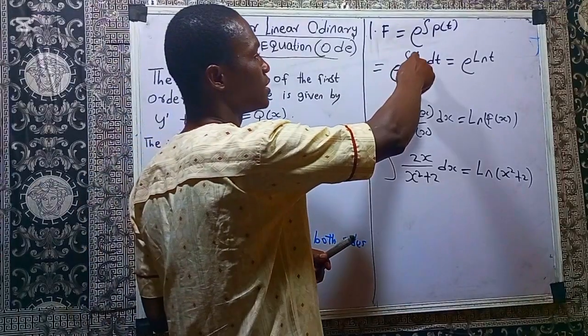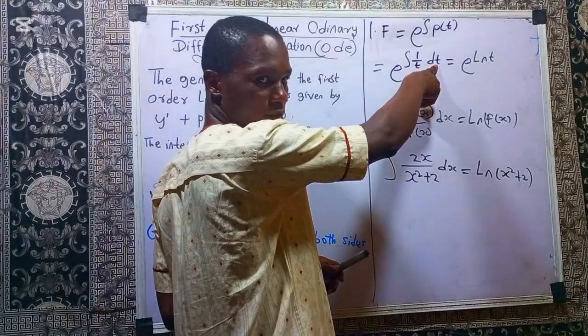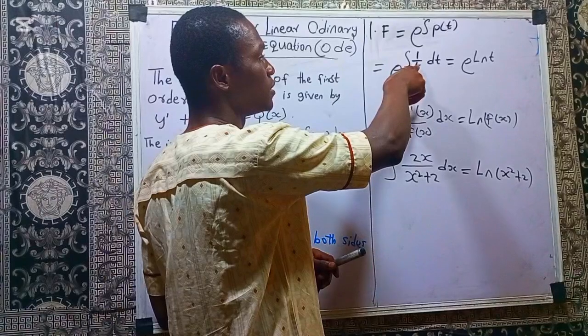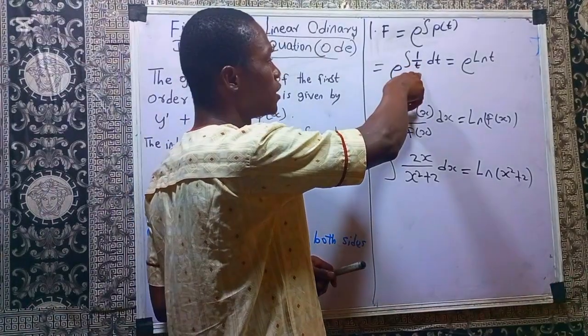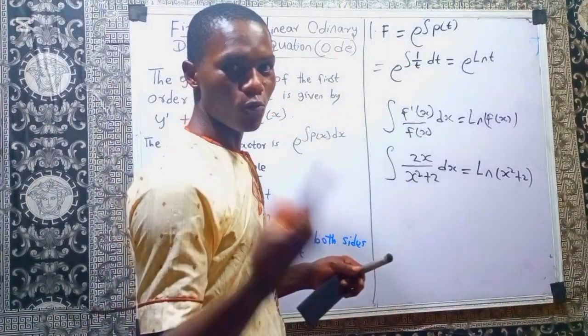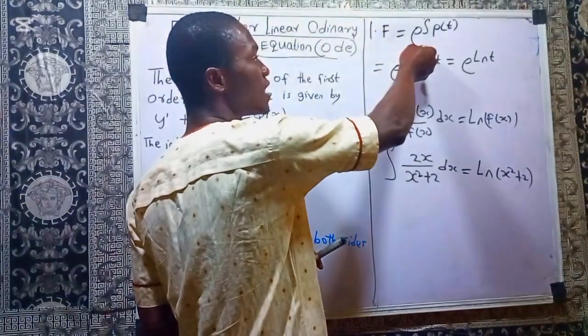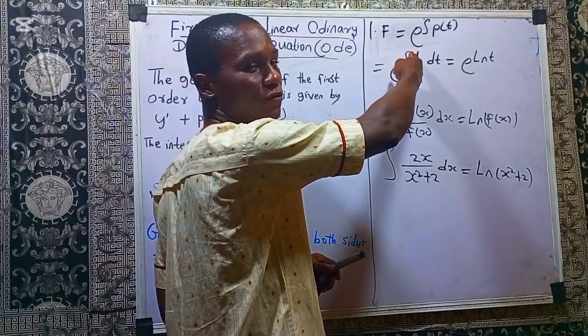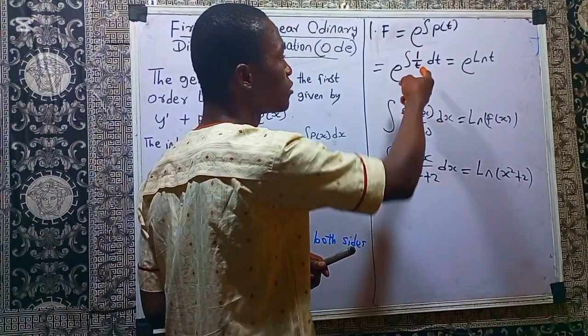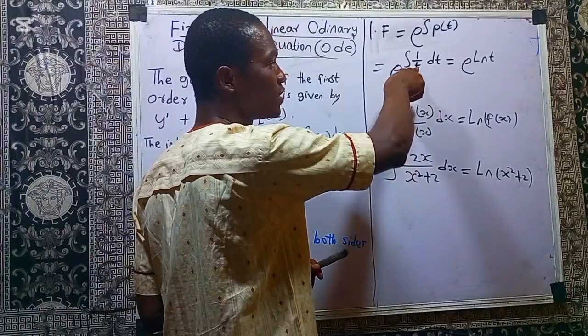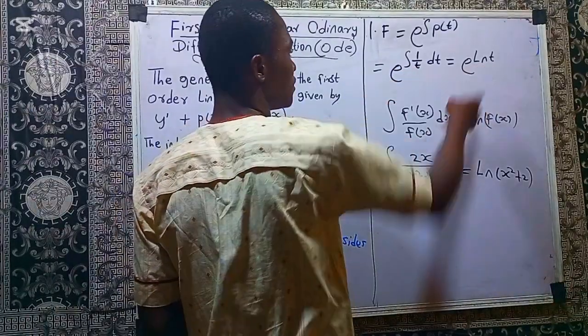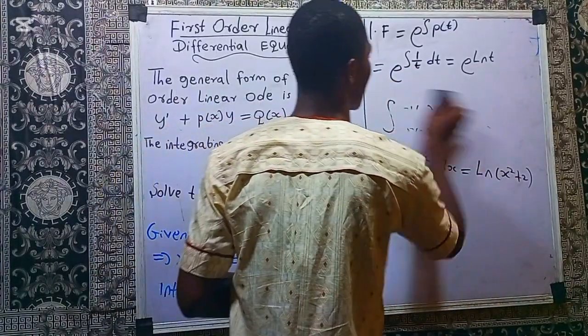Now looking at this integral of 1 over t dt, the denominator is t. If you differentiate t, what will you get? 1, which is the same thing as what you have at the numerator. So the result of this integral will be the ln of this denominator, ln of t. So that's why I wrote that.